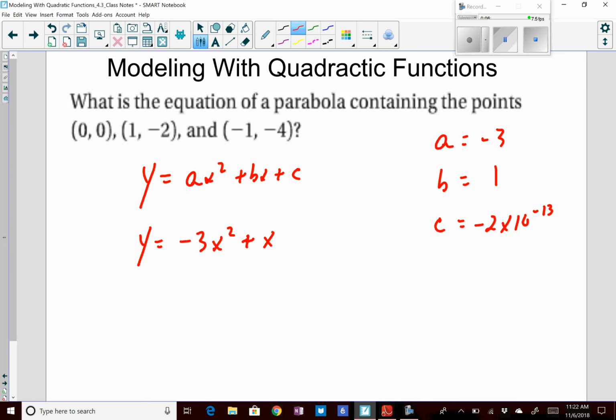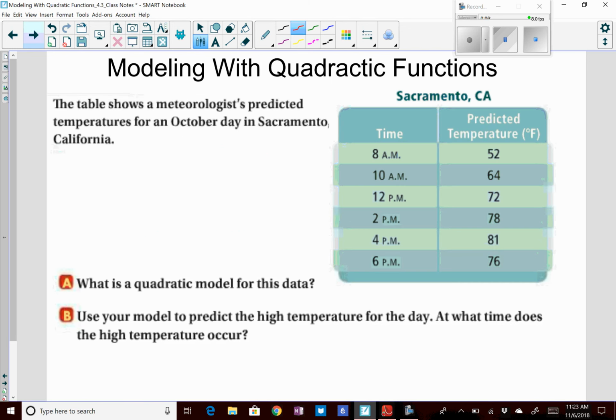Now for the -2 times 10 to the -13th power, again, we have a situation like in the previous slide where this is going to amount to 0 again. And since c is 0 for all intents and purposes, we don't need to write that into the equation. So our equation is y equals -3x squared plus x. All right, here they're showing us a table of a meteorologist's predicted temperatures for an October day in Sacramento, California.